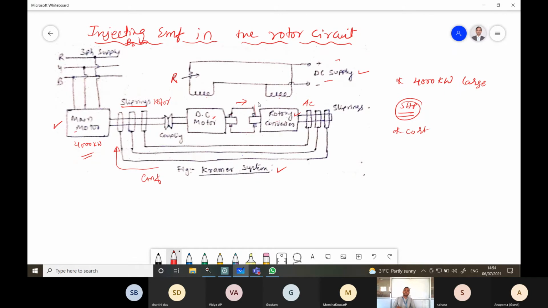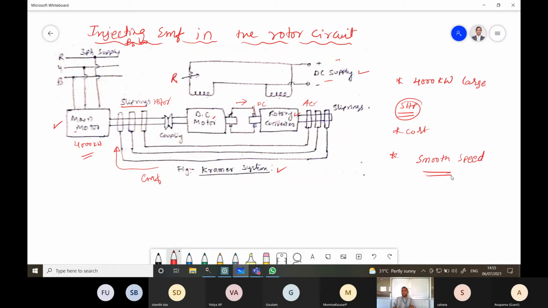From the rotary converter, DC is again converted to AC, so we get AC with a different frequency and different EMF. That EMF is brought back and injected back into the slip rings of the main motor, so we can control the speed of the induction motor by applying this method. This is called Cramer's system method. Is it clear? The main advantage of this method is that smooth speed control can be achieved here.